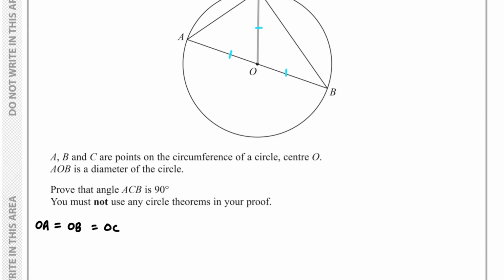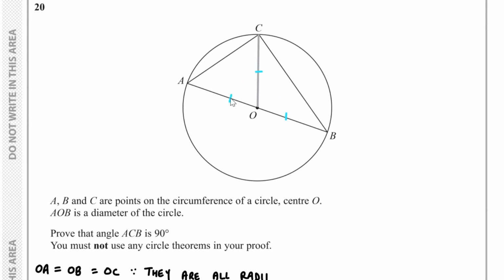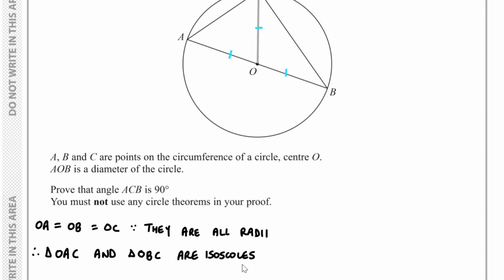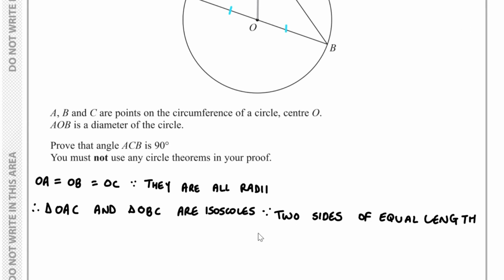And the reason for that is they are all radii. And because they are radii, because this length equals this length and this length equals this length, what we can conclude is that triangles OAC and OBC are isosceles. And the reason for this, of course, is we've got two sides of equal length.